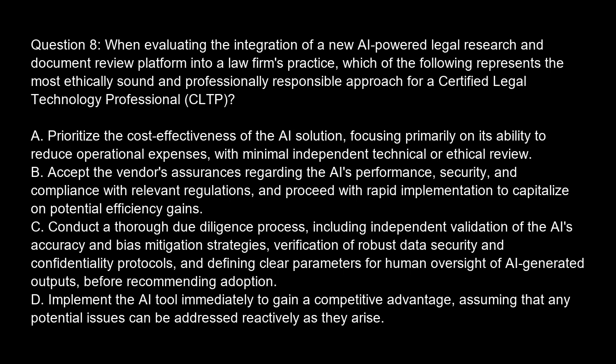Option B. Accept the vendor's assurances regarding the AI's performance, security, and compliance with relevant regulations, and proceed with rapid implementation to capitalize on potential efficiency gains. Option C. Conduct a thorough due diligence process, including independent validation of the AI's accuracy and bias mitigation strategies, verification of robust data security and confidentiality protocols, and defining clear parameters for human oversight of AI-generated outputs before recommending adoption. Option D. Implement the AI tool immediately to gain a competitive advantage, assuming that any potential issues can be addressed reactively as they arise.